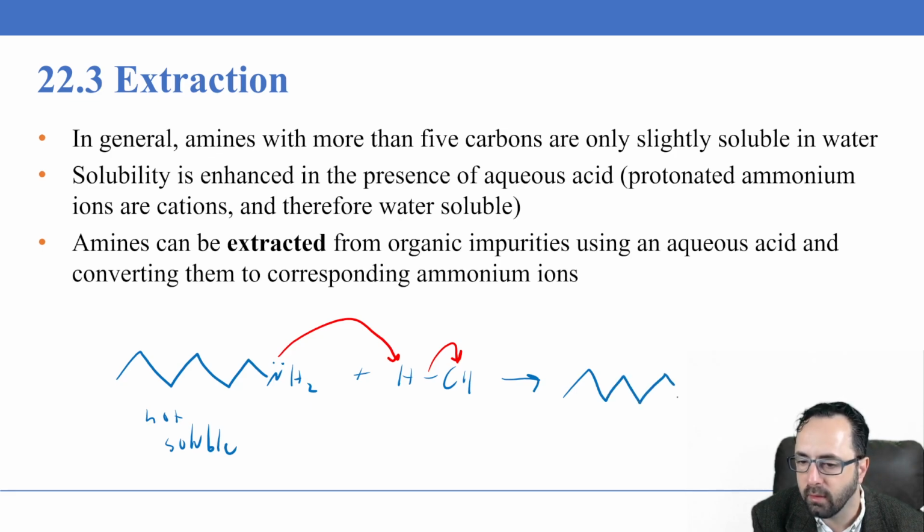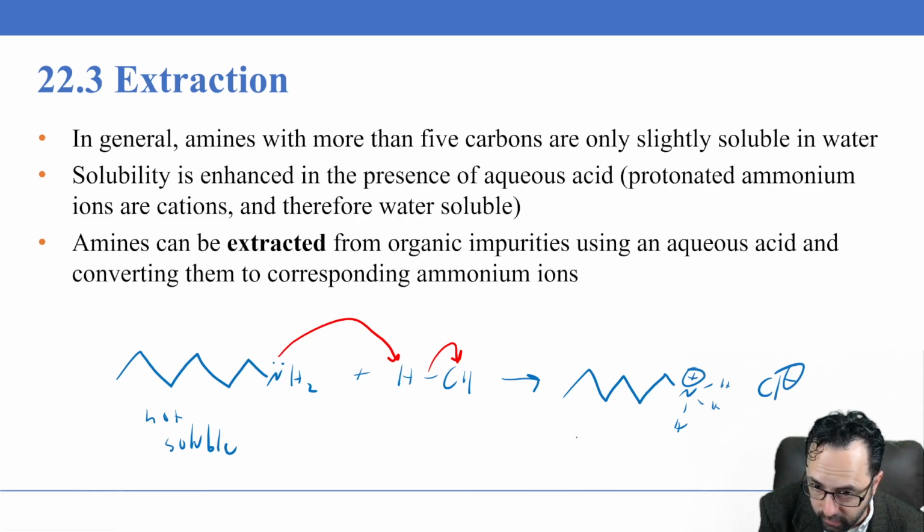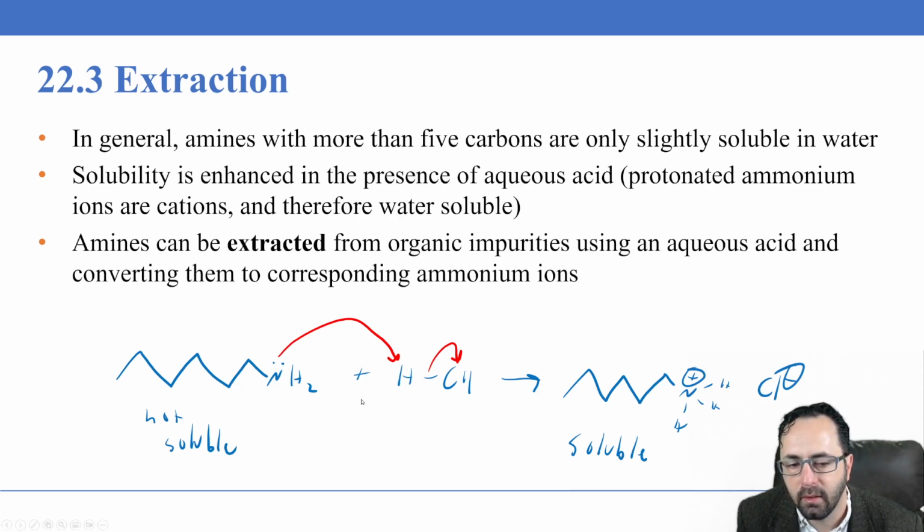And so now this nitrogen will have 3 hydrogens attached. It will have 4 bonds and no lone pairs, giving it a positive formal charge, and it will be chloride that is left over here, and that has a negative formal charge. So you get this ionic compound. Ions are far more soluble in water, so this is going to be quite soluble in water, and so we can make an amine soluble by adding acid.